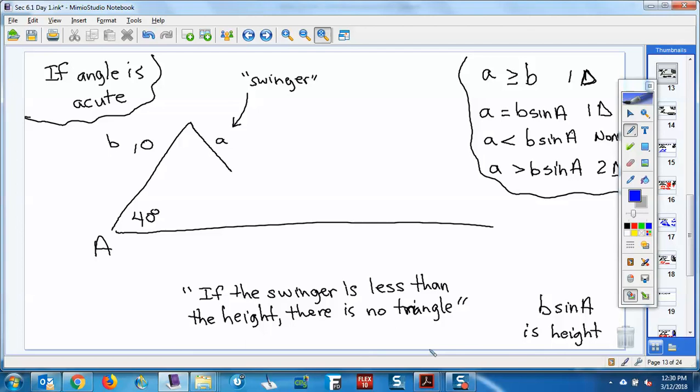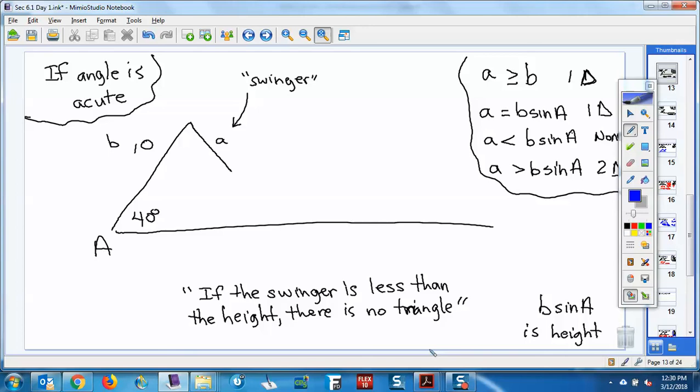So what we want is the angle we're given here. The swinger is always across from there. So that's always the one over here, that would be little a. Or it could be something else. If this is angle C we're given, that'd be little c, right? So the swinger is always across. And then we want the other side we're given to be this one up here.